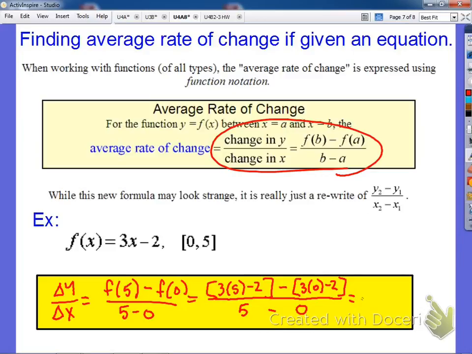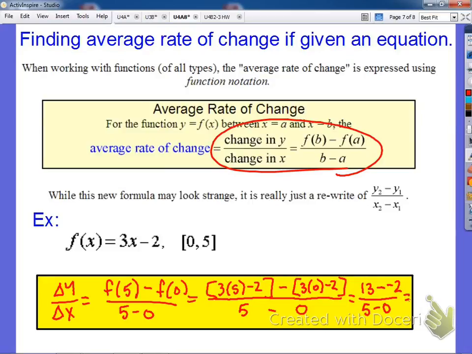What's the output for the input 5? What does this give you right here? 15 minus 2? 13. Minus, what is this output? 0. 3 times 0 is 0. Minus 2 is negative 2. So that's 13 minus a negative 2. Don't lose that. That's minus a negative 2, all over 5 minus 0.